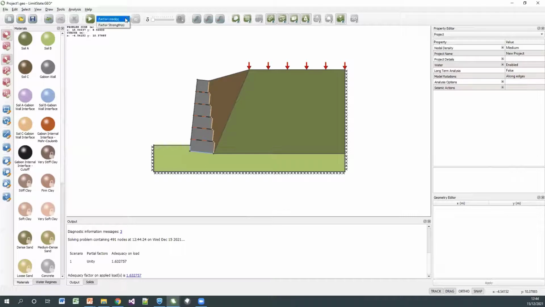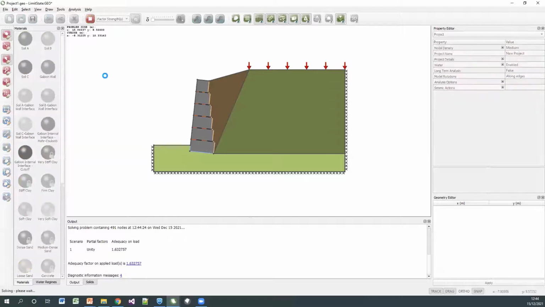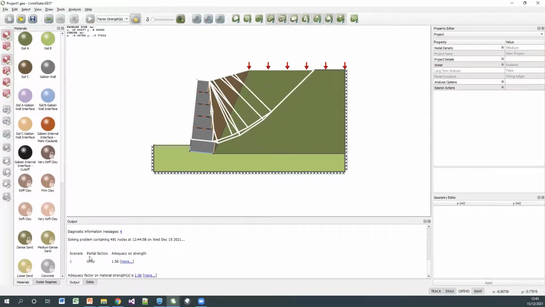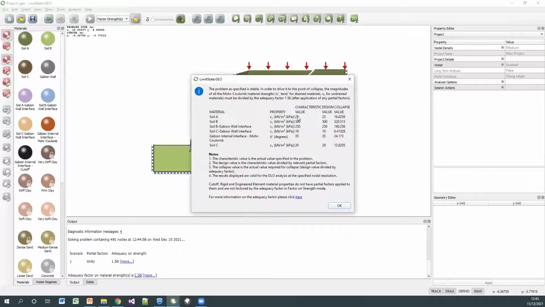I can also pose the question in an alternative way, as I mentioned earlier, factoring strength. In this case, the software is asked, how much do we have to reduce the strength of the soil to cause collapse? It takes a little longer to solve because it has to iterate to get to that solution, but it comes up with an answer of 1.56. Essentially that means that we have the initial values as specified in the problem, and they have to be divided by 1.56 to cause collapse. So we've still got a decent margin of safety on that particular design.